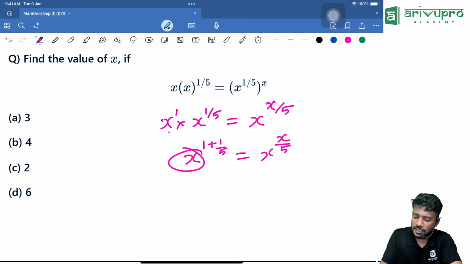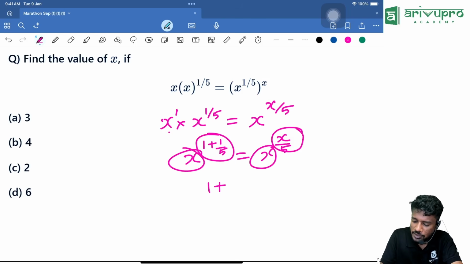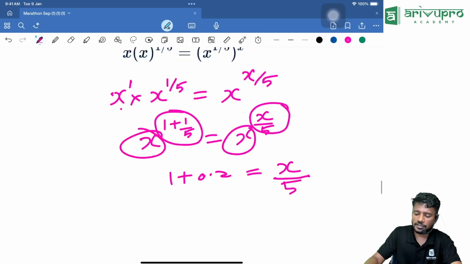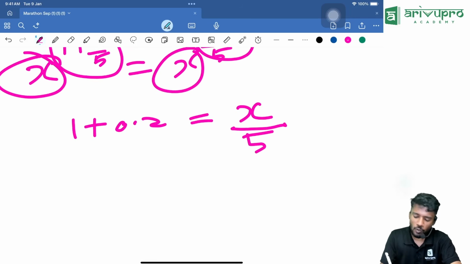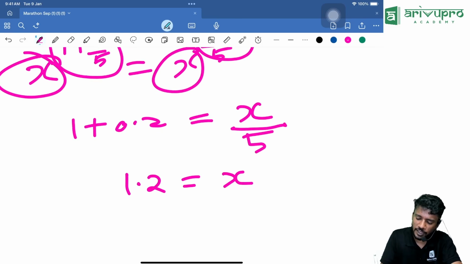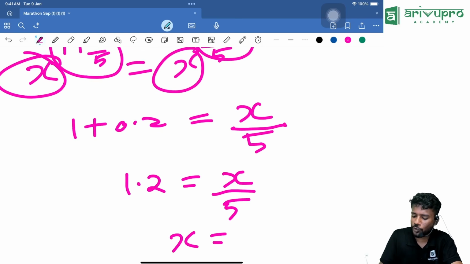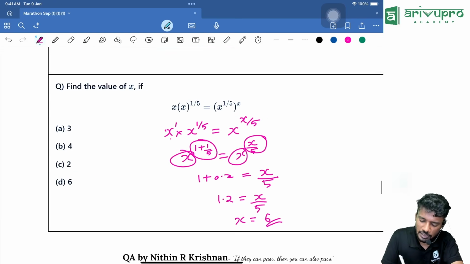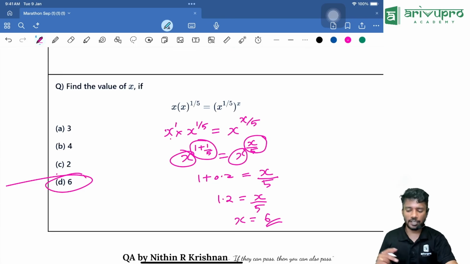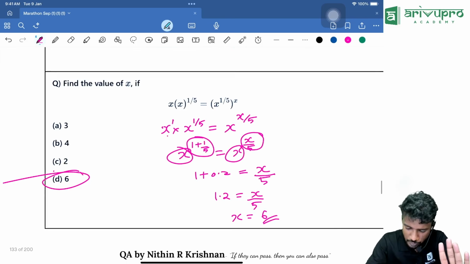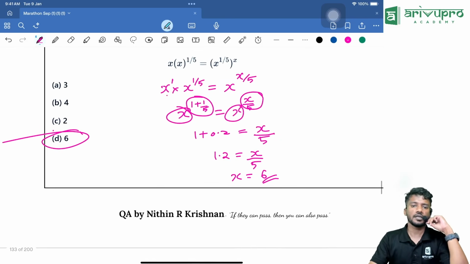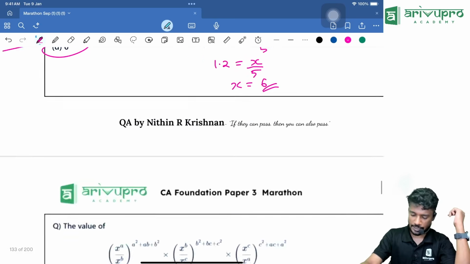Now, the bases are same. Can I equate the powers? That means 1 plus 1 by 5 is how much? 0.2. 1.2 is equal to x by 5. So, x is equal to 6. Option D is your answer. Clear? Direct questions, direct answers. Understood? Next one.